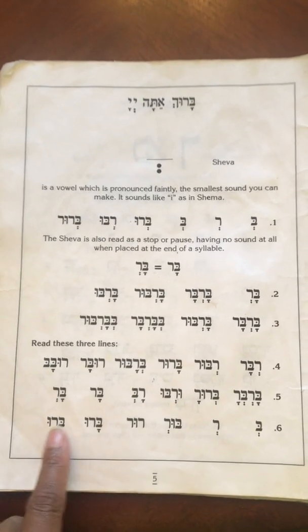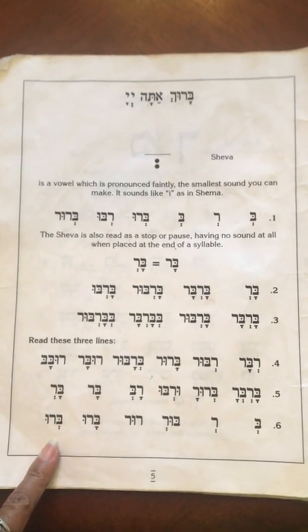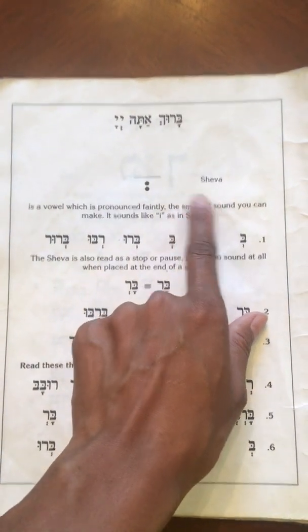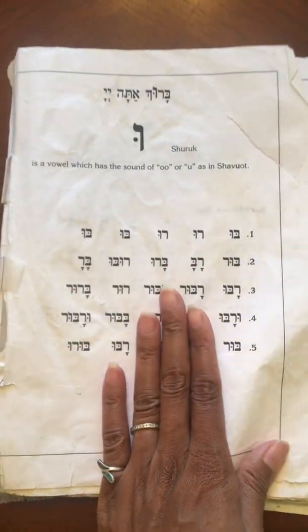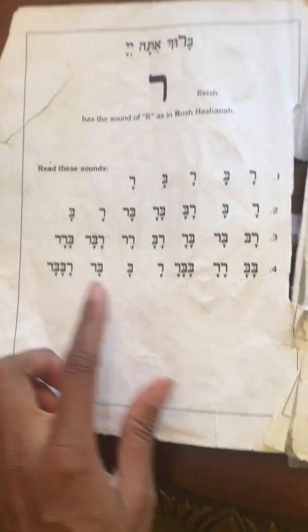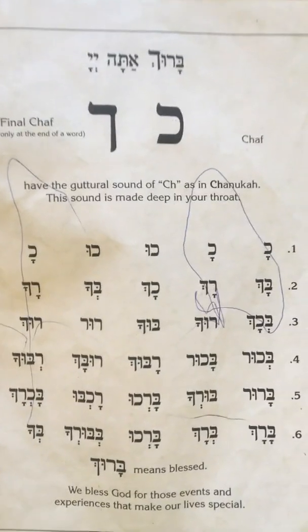Okay, you guys, so that's all for today. We went over the Shewa, those two dots there. We did the shuruk. And we went over the last line of resh. I'm going to go ahead and give you guys one more, and that's this letter here.